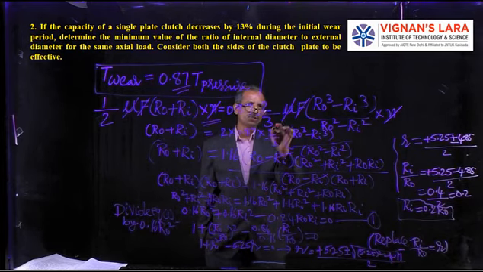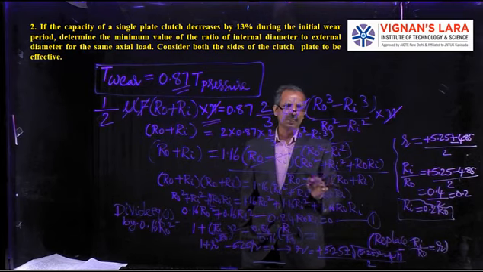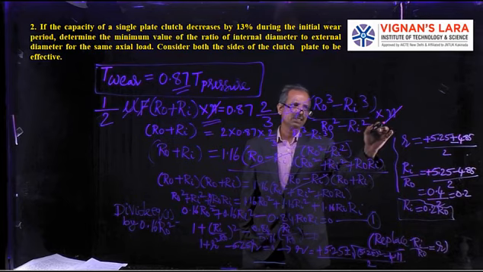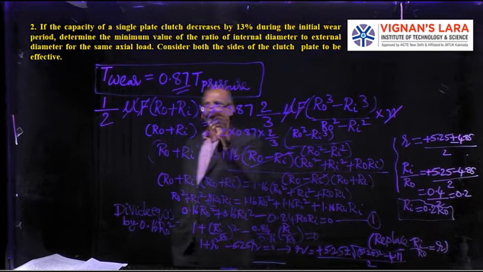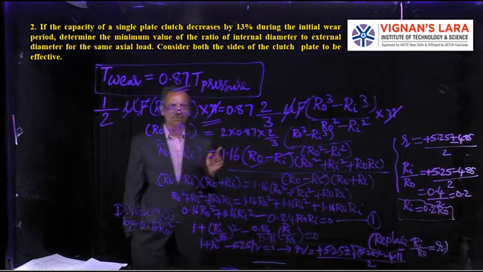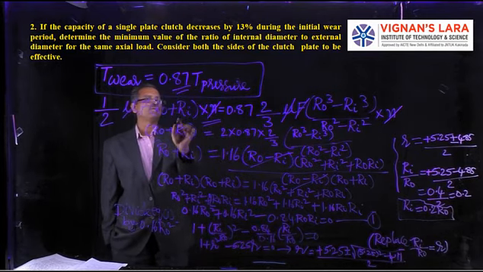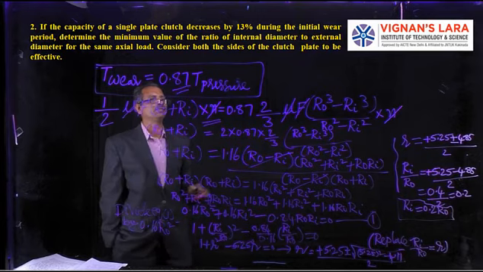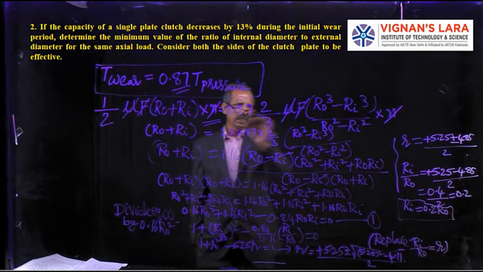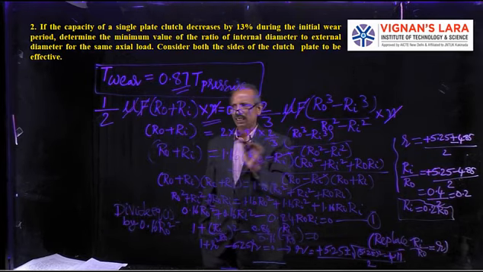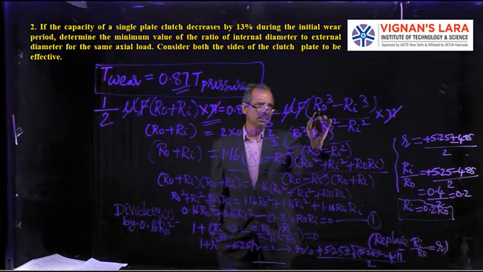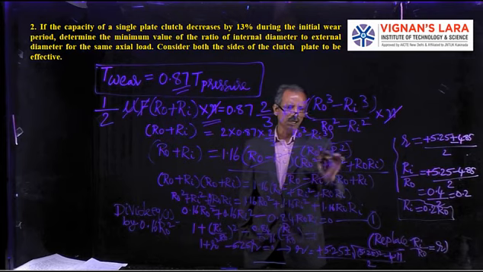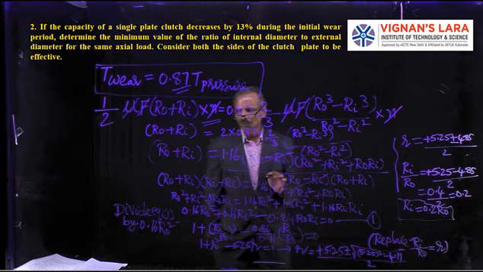The torque is 2/3 mu f (R naught cube minus Ri cube) by (R naught square minus Ri square), and effective surfaces are 2, so n is 2. So simply, on both sides, mu f gets cancelled. What I have left here is R naught plus Ri. Then on the right hand side, 0.87 is there, this 2 will come here, and 2/3 is there, then this is (R cube minus Ri cube) by (R naught square minus Ri square).